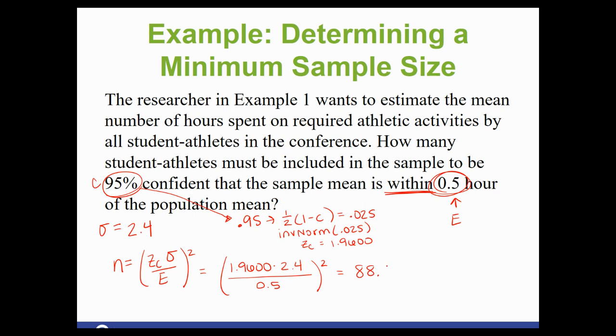This gives us 88.51. Just keep in mind, if it's asking for minimum sample size, this has to be a whole number answer, no decimals. So we're going to round this up to the number 89.